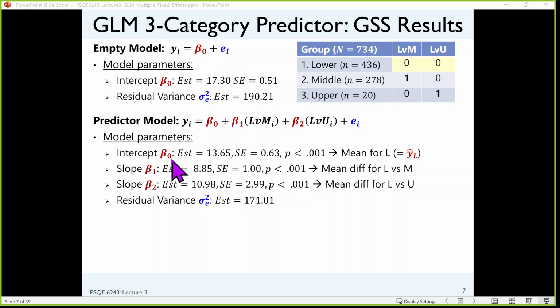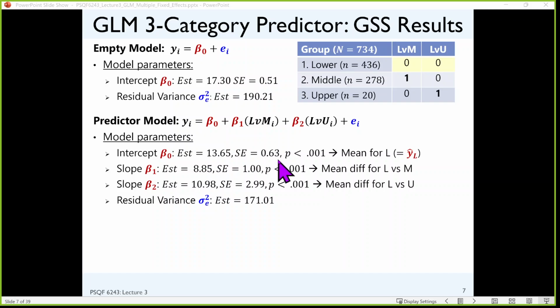So it ended up that beta 0 was estimated as 13.65. Given my coding scheme, beta 0 is when my x's are 0. That is the mean for the lower group. So people who said that they belong to the lower class group make on average $13,650. These are in thousands. The standard error for that intercept is 0.63.